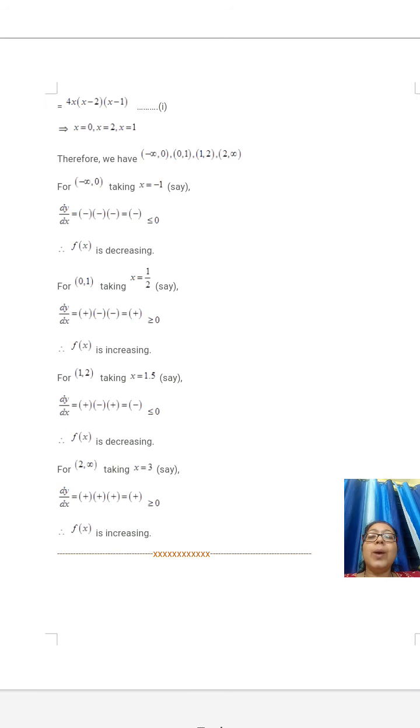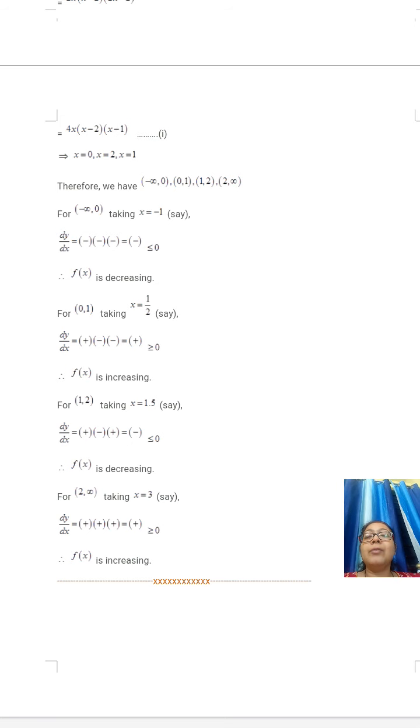Next is 0 to 1. In this interval consider the point half. If we take half, 4 into half is 2. Then half minus 2 is negative, and half minus 1 is also negative, so the product will be positive. So f(x) is increasing in the interval 0 to 1. For 1 to 2, we can consider the point 1.5. The same way, we are getting it less than 0. So dy/dx is less than 0, which means f(x) is decreasing.